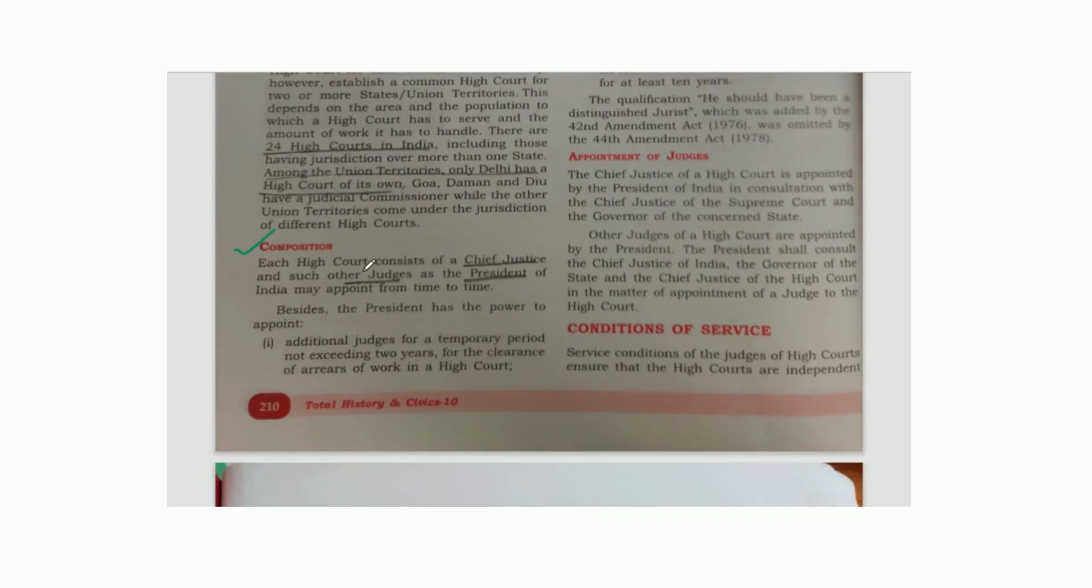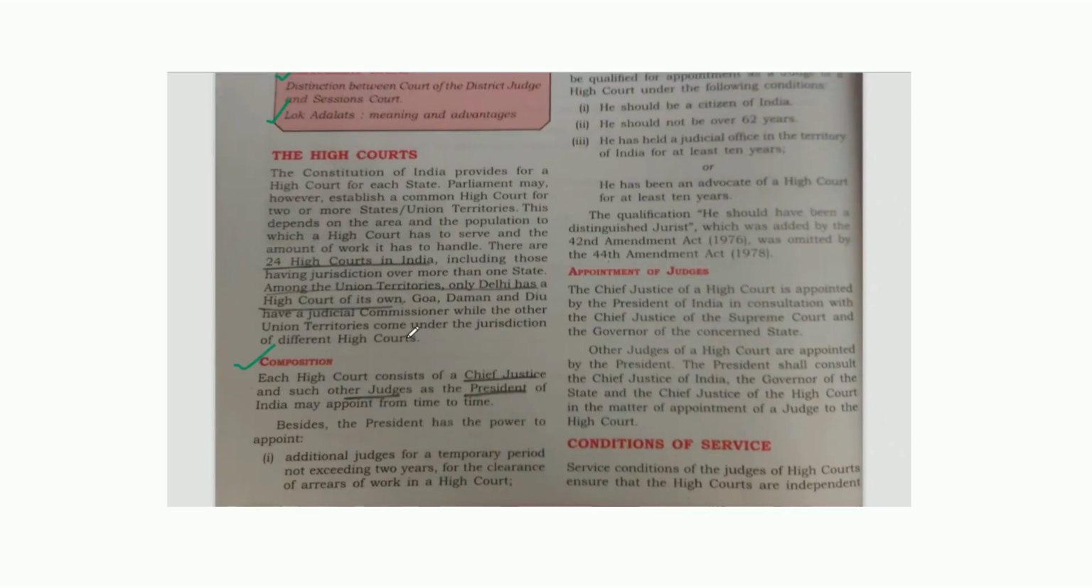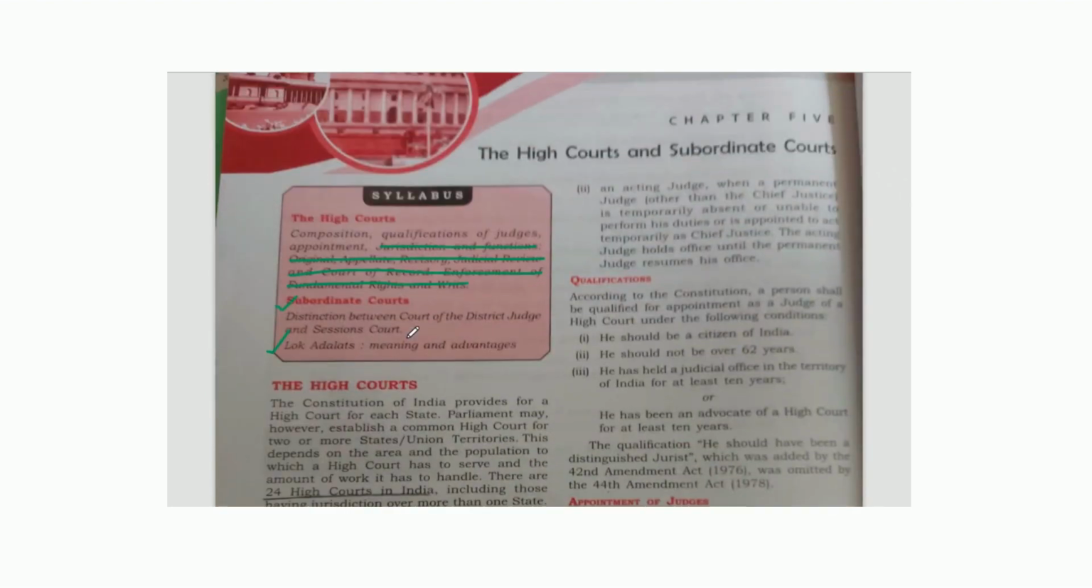So composition: each high court consists of a chief justice and other judges as the president of India may appoint from time to time. So there is no set number of judges here, but of course there is a chief justice and a certain number of judges. Besides, the president has the power to appoint additional judges for a temporary period not exceeding 2 years, and also an acting judge when a permanent judge other than the chief justice is temporarily absent or unable to perform his duties, then the president may even appoint an acting judge in the high court.